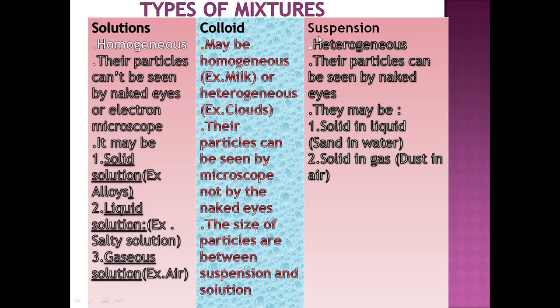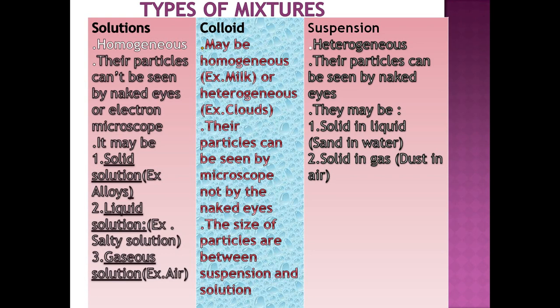Number 3 is suspension. Suspension is heterogeneous. Why? Because after adding some sand in water, they will settle down. Okay, so the sand now is not arranged all over the water, so this is called heterogeneous. This is number 1. Number 2, the particles can be seen by naked eyes. Yes, of course, I can see the sand directly without using the microscope. So this is suspension. Excellent.